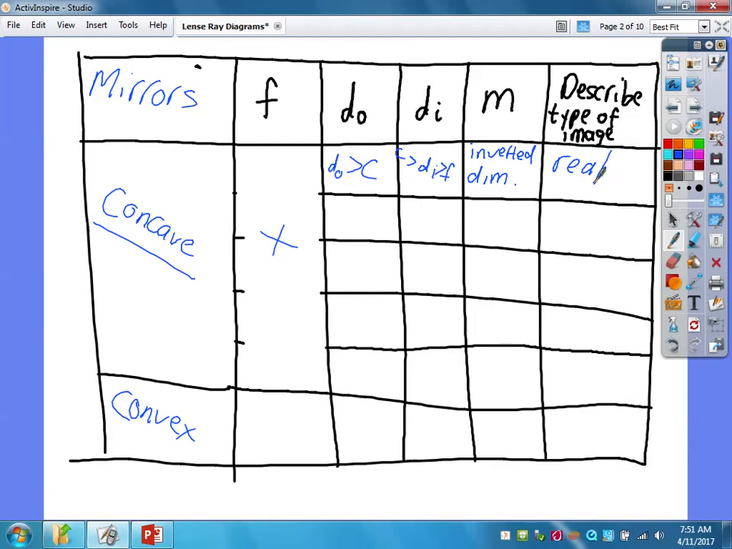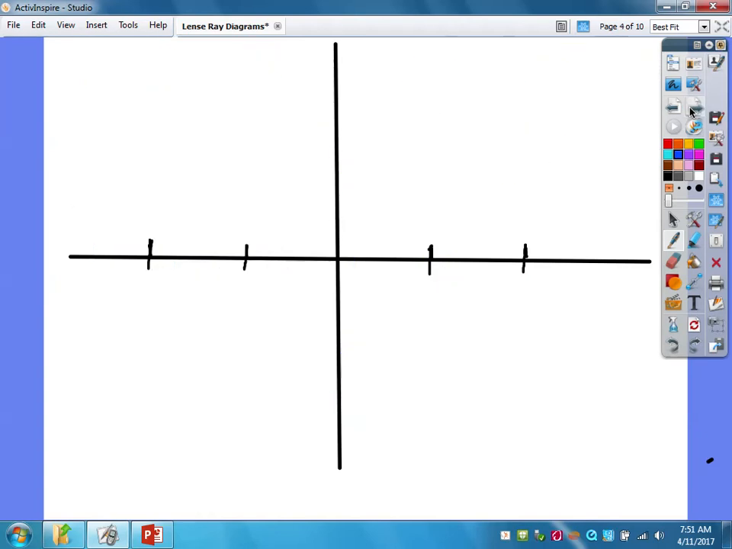So our next situation, we're going to move along here. What happens when DO equals C? When it's exactly on the principal axis. So what happens if we are on the principal axis? DO equals C. That means now my arrow is right here, O. I can relabel F and C.